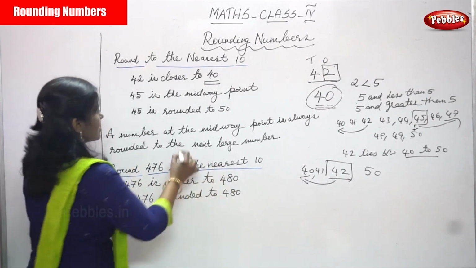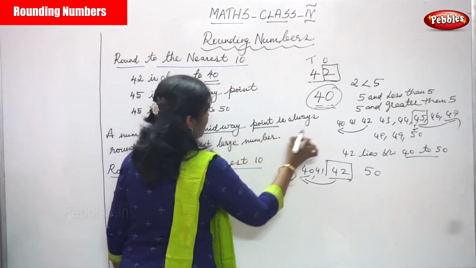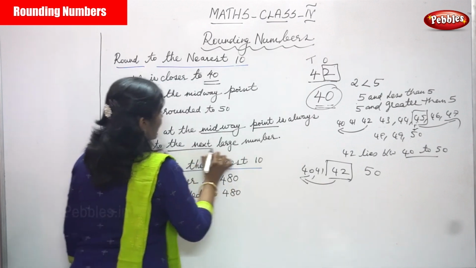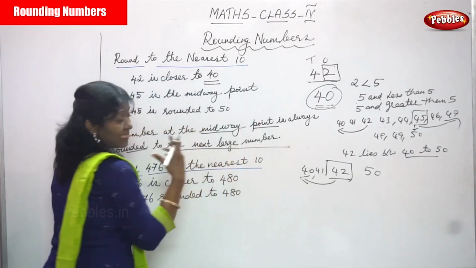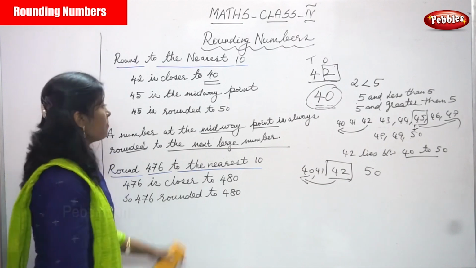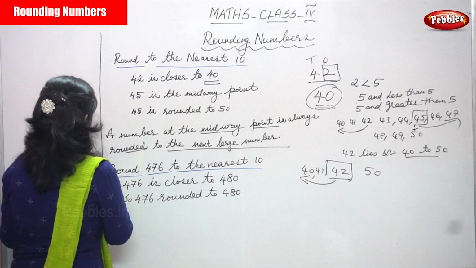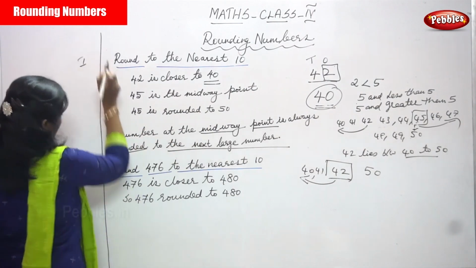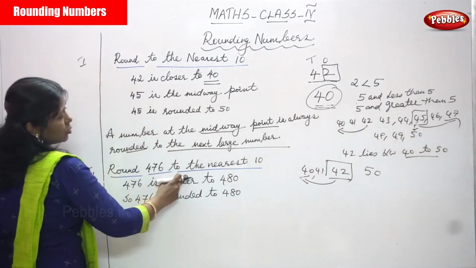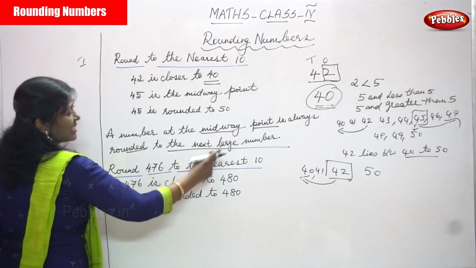The next one is round 470 to the nearest 10. So don't forget this is clearly given. The midway point is very important and is rounded to the next large number. Next large number, not largest, large number. So that is why 45 is rounded to 50. The next subdivision is, this is the second subdivision, this is the first subdivision.